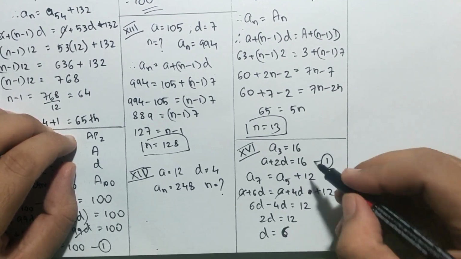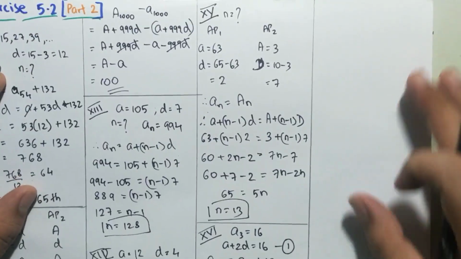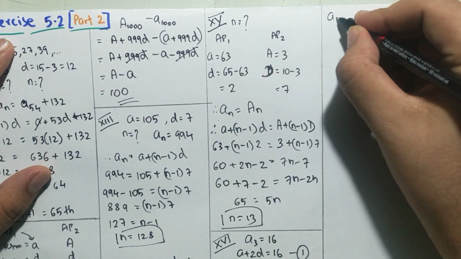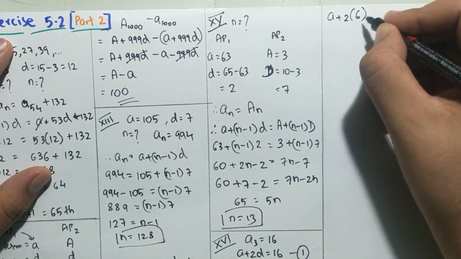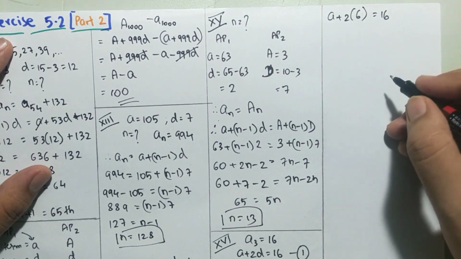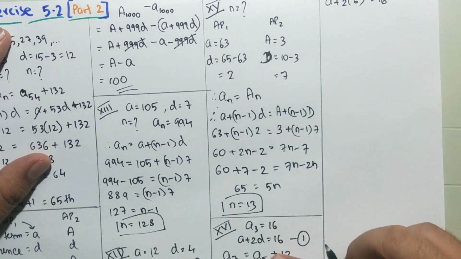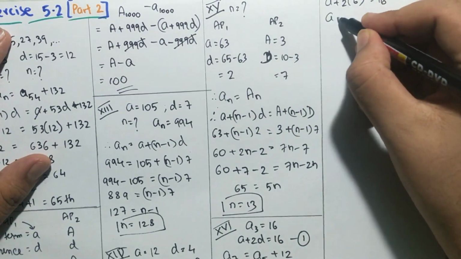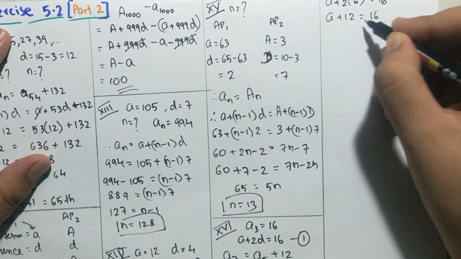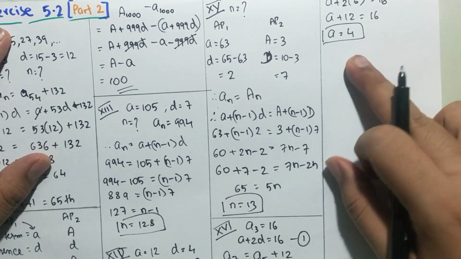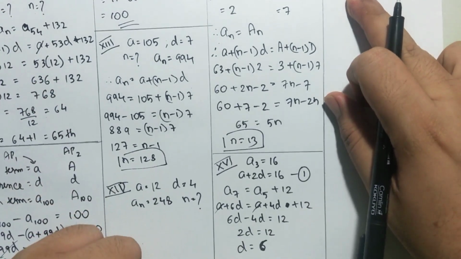Substituting the value of d in the first equation, we get A plus 2 multiplied by 6 equals 16. A plus 2d equals 16, so this is A plus 12 equals 16. 12 will go on that side, so A equals 4. You got your first term, you got your common difference.